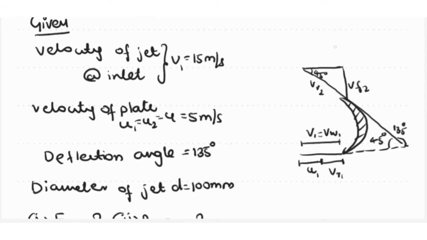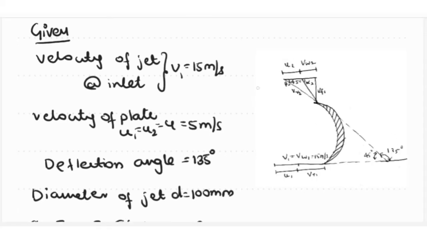So I will draw now the velocity triangle at the outlet. So this is alpha 2, this is alpha 2, so this will be U2 and this will be VW2. So this is how we will get the velocity triangle at the outlet. So let us go with the calculation.